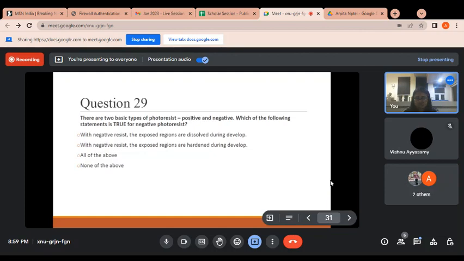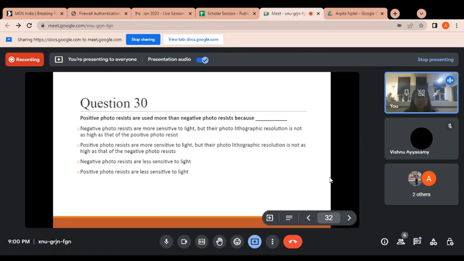Vishnu? Ma'am, option B, ma'am. Okay. Shankar, what is the right answer here? At least try. What is happening for the negative photoresist? So for the negative photoresist, the exposed regions are hardened during the develop. No, for the negative photoresist, the covered area is dissolved in the development and the exposed region becomes harder.